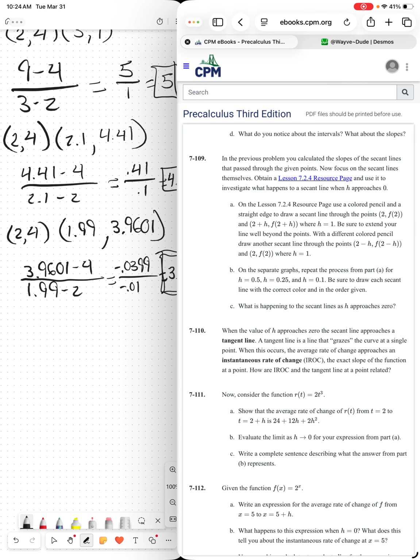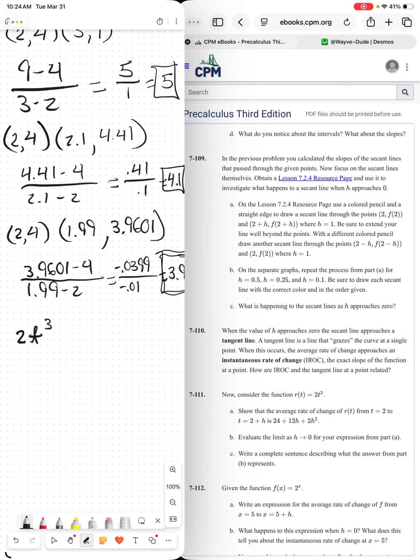So that's why we needed limits first. So let's look at 211. So you got 2t to the third. Show that the average rate of change between 2 and 2 plus h. Okay, so here's how we do this. At 2, what's our point, right? If we plug in, 2 cubed is 8 times 2 is 16.